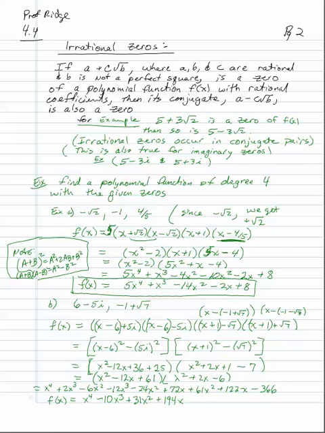And then minus 366. Okay, so that's the 4th degree polynomial that has those given zeros. So you get the two that were given to us, and then you get the conjugates, because we know automatically that irrational solutions come in conjugate pairs. Same with imaginary. Imaginary solutions come in conjugate pairs.